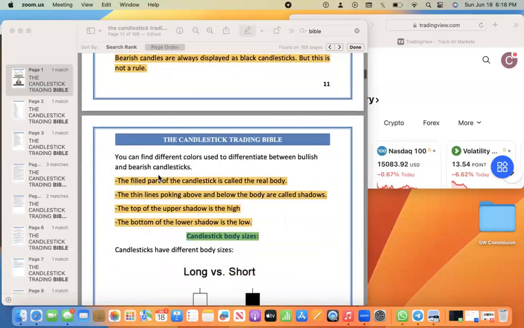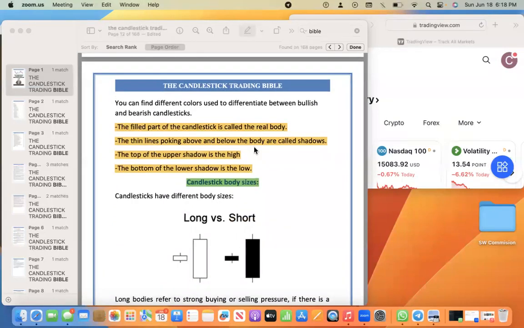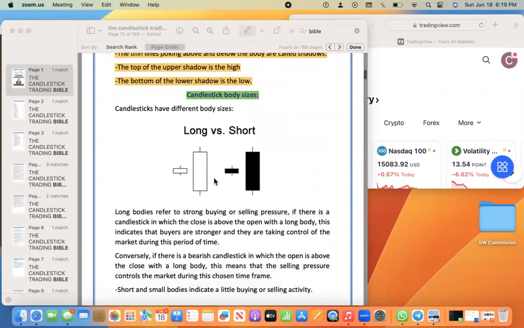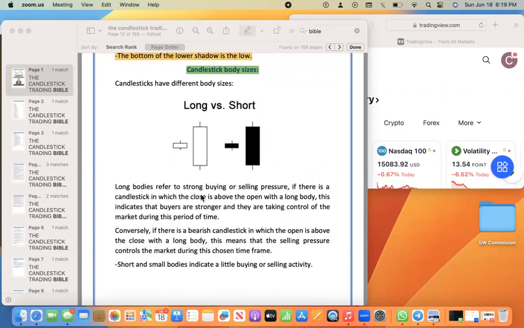So the part of the candle, again, that we see the most is called the body. And then we can call the ends either the shadows or the wicks, right? Whatever floats your boat. You can call it the shadows or the wicks. So candlesticks, as we know by looking at any chart, are going to come in different sizes, right? You may have your large buy candle, and then you may have your small buy candle, right? You may have your large sell candle, and you may have your small sell candle, right?